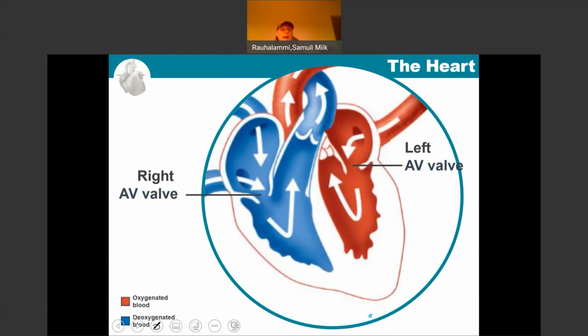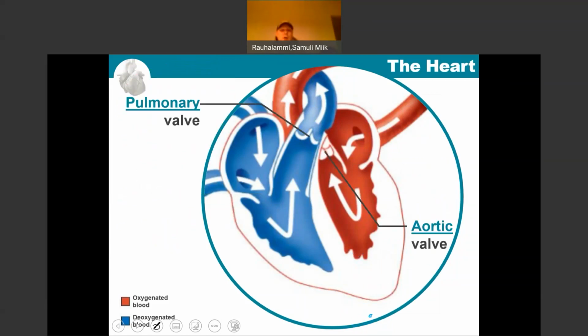So that was our AV valves. Let's have a look at the pulmonary and aortic. The pulmonary valve separates our right ventricle from the pulmonary trunk, and the aortic valve separates our aorta from our left ventricle. So they are simply named after the structures that follow them, pulmonary trunk and aorta.